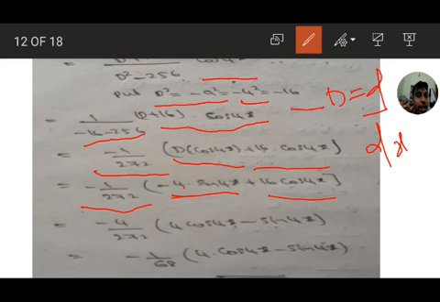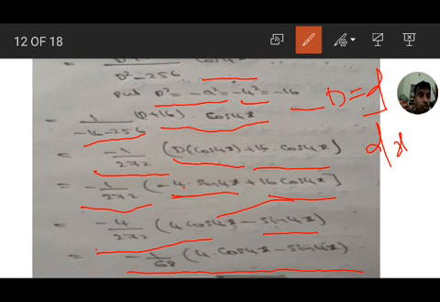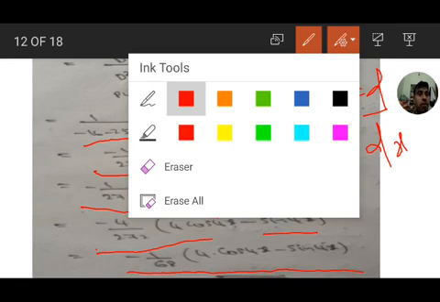So here minus 4 is common. Minus 4 by 272, 4 into cos 4x minus sin 4x, 4 outside. 4 and 272 cancel out. Minus 1 by 68, 4 cos 4x minus sin 4x. Okay, it is the problem.